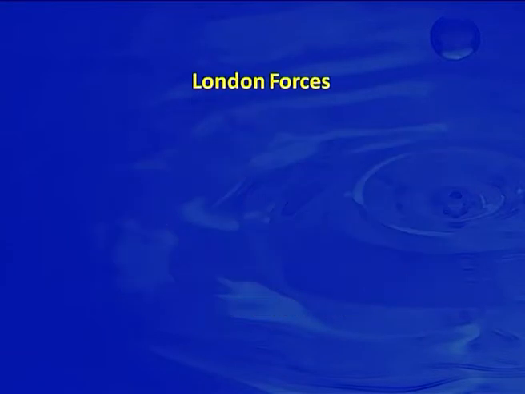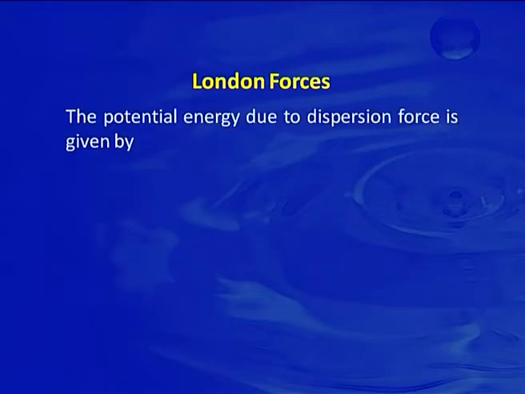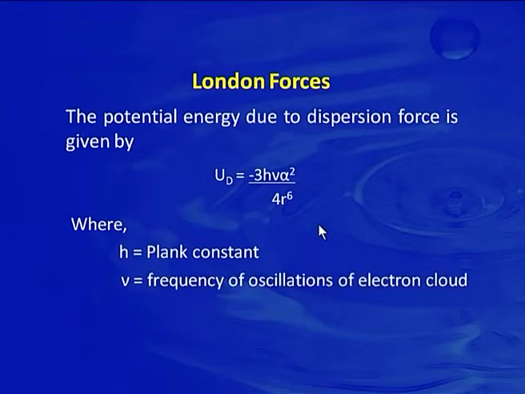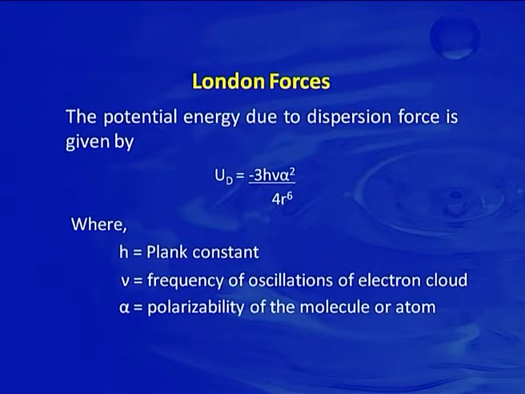The potential energy due to the dispersion force or London force is given by the formula U_D equal to minus 3 h nu alpha squared upon 4 r^6, where r is the distance, h is the Planck constant, nu is the frequency of oscillation of the electron cloud, and alpha is the polarizability of the molecule or atom.